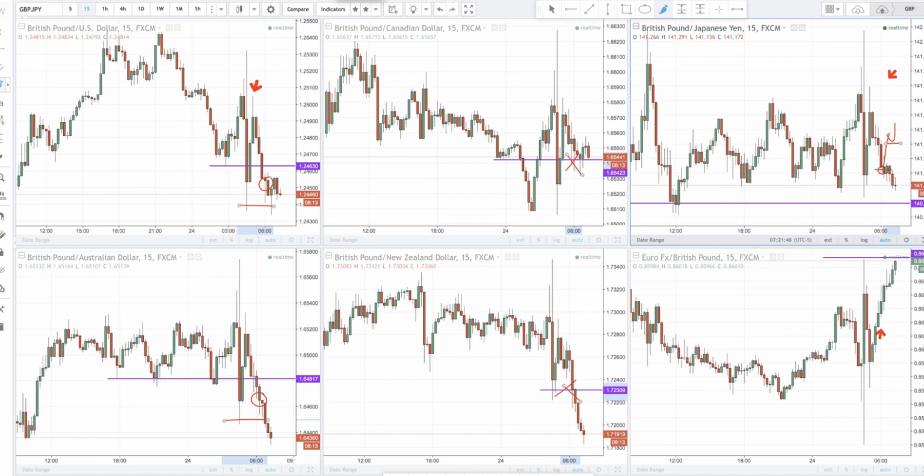Okay, so we're just giving it some time. I wanted to give it at least 15-30 minutes so we can come back and revisit this. Take a look at Pound USD when we label this. See how the market reacted from here? Look at Pound CAD, reaction as well. Okay, Pound Yen, we had a slight reaction and then the markets are turning downwards again. Euro Pound kept going. Pound New Zealand kept going, and Pound Aussie kept going.